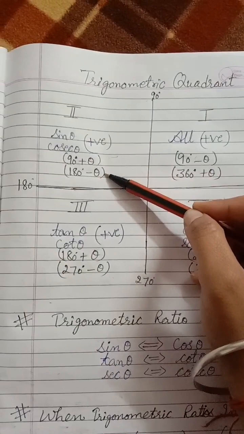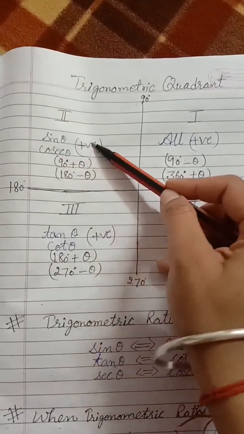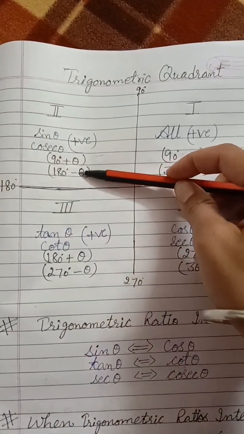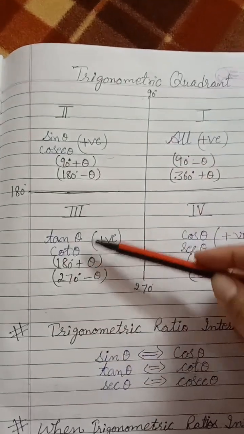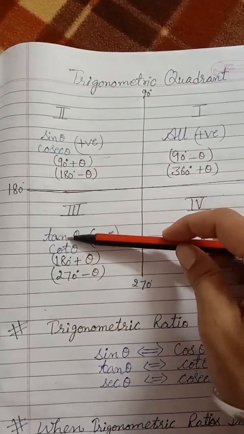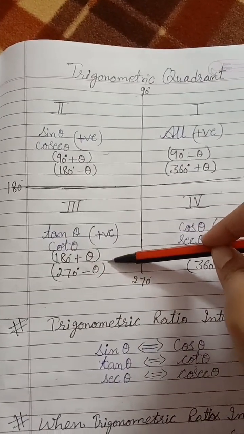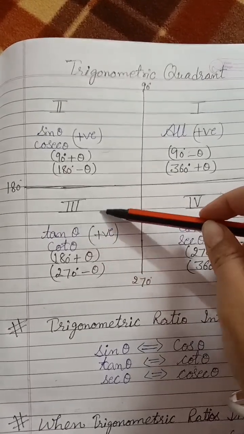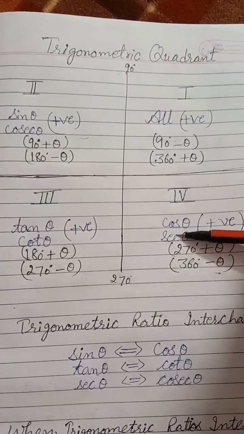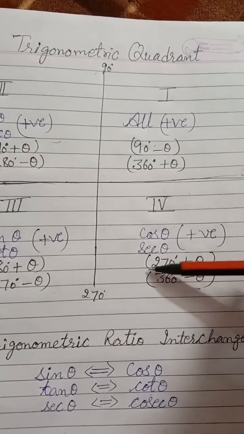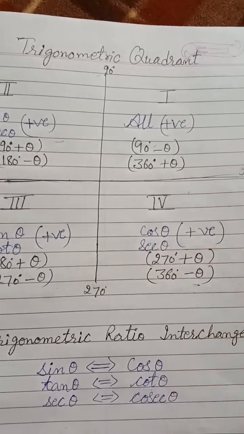It means sine and cosecant theta will be positive, and the other trigonometric ratios which are left will remain negative in this quadrant. Now here you can see tan theta and cot theta will remain positive, and the others which are left will remain negative in this quadrant. And in the fourth quadrant, cos theta and sec theta will be positive and the other trigonometric ratios will remain negative in this quadrant. That's it.